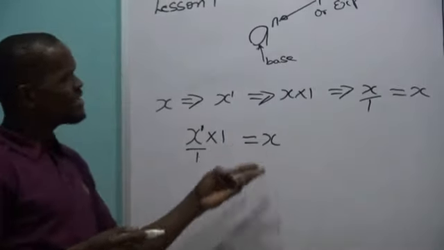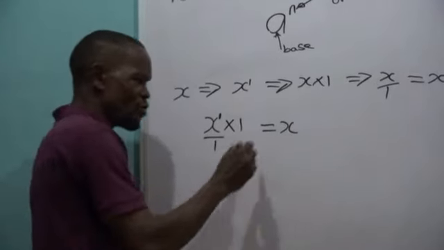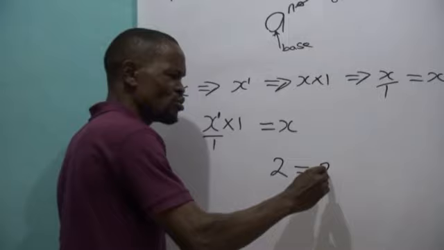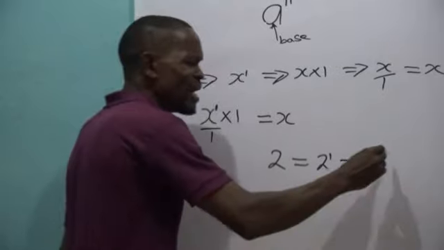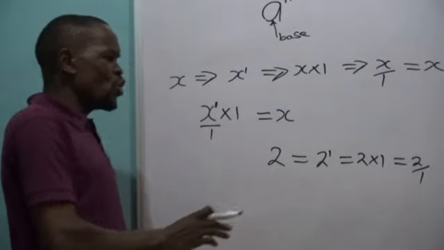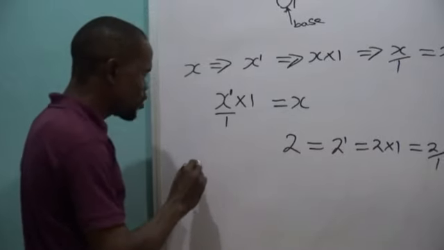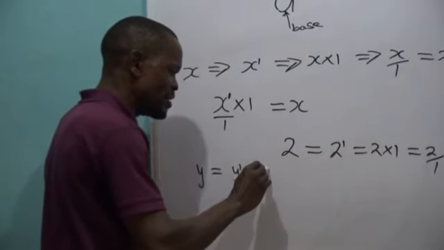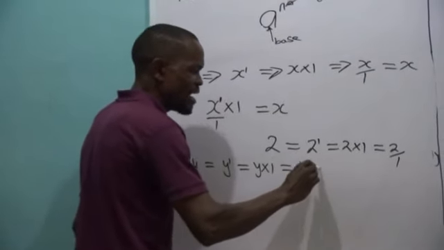And the answer is x. So any time I write a term, I know that this surrounds that term. For instance, if I write 2, inside my brain, I know that this 2 is raised to power 1. Also, I know that this 2 is multiplied by 1, and this 2 is also divided by 1. And the answer is 2. Are you getting what I'm saying now? So, whenever I write any term, I know that this surrounds the term. If I write this y, I know that this y is raised to power 1, times by 1, and divided by 1. And my answer is y.